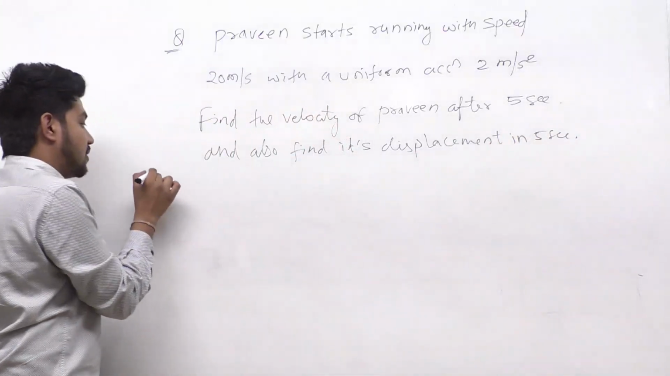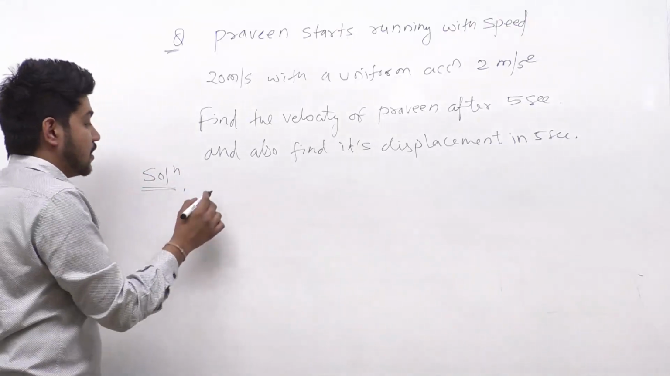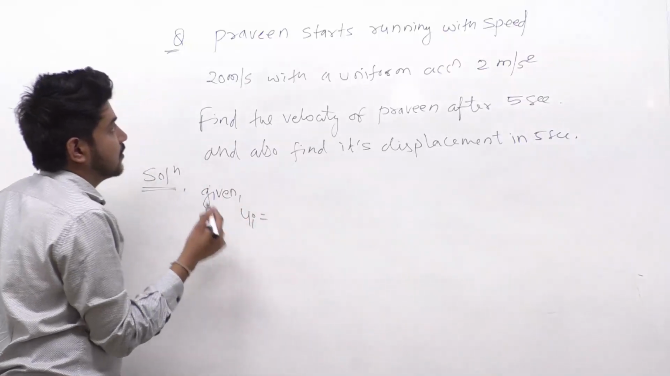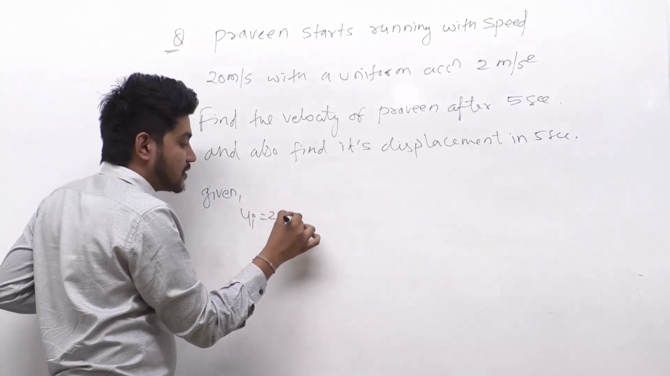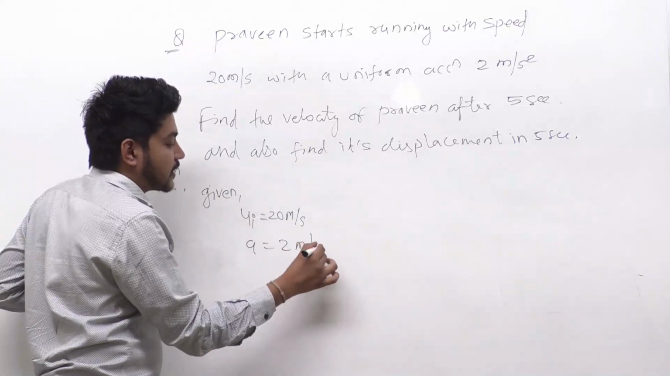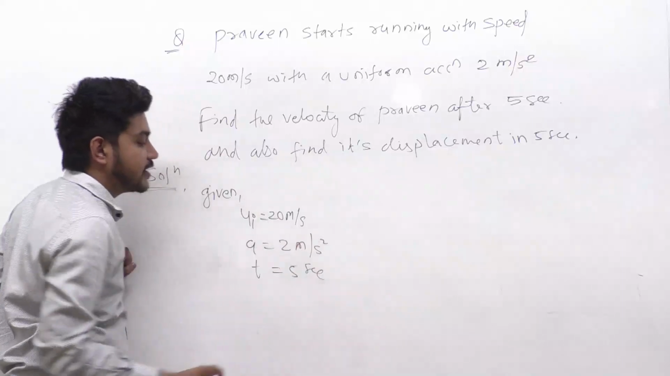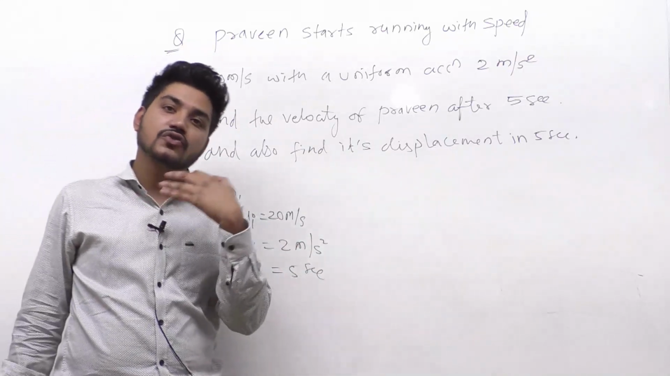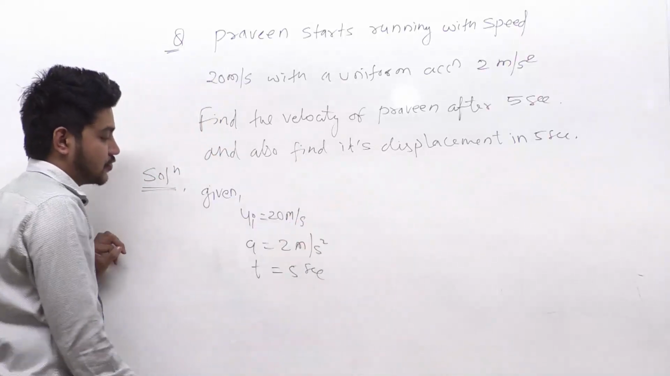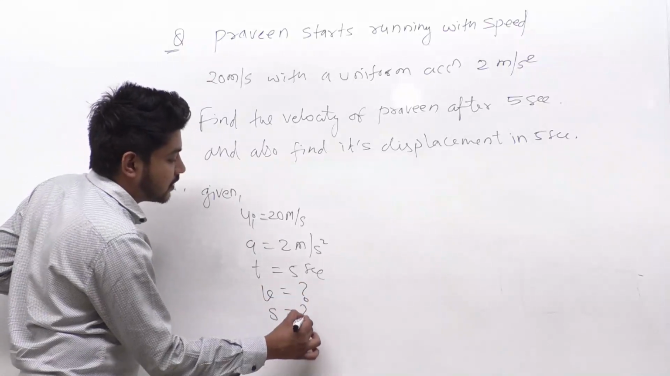Right? So I'm solving this question now. First of all, I will write what are the values which are given to us. Given, initial velocity of the person is 20 meter per second. Acceleration is 2 meter per second square, and time is given as 5 seconds. So we have three variables, so we can use those equations of motion for finding everything asked in the question. Let's find first velocity, and the other variable is displacement. These two terms we have to find.